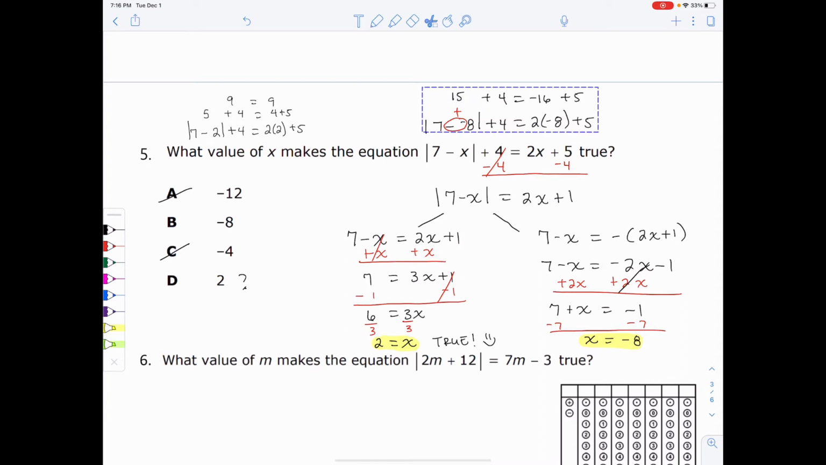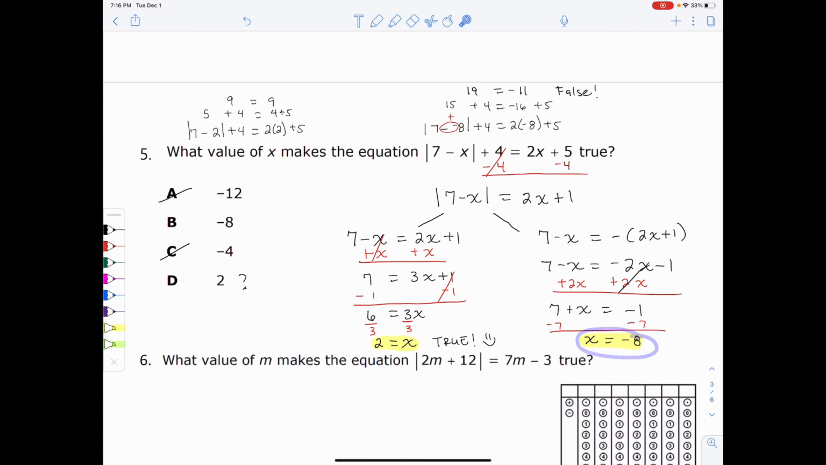Let me resize it so I have a little bit more room. If I add those two numbers, that gives me 19. And if I add -16 plus 5, that's going to give me -11. So that's false. That doesn't actually work. So even though I got this answer by solving correctly, algebraically, it doesn't actually make the equation true. So that means that x equals -8 is an extraneous solution.